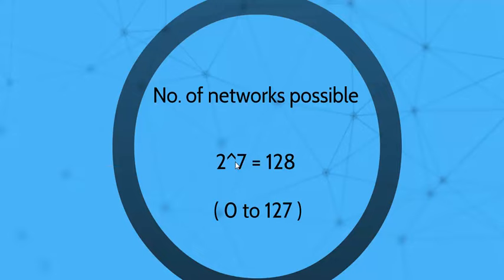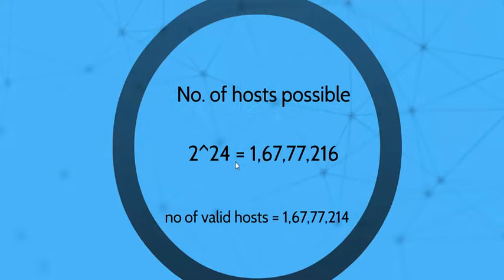Though there are 8 bits in the network portion, that is, the first octet, only 7 bits are varied. That means the total number of networks possible is 2 power 7, which is equal to 128. So the range of Class A networks is from 0 to 127. 0, 1, 2, 3, and so on to 127 belong to different networks. In each network, there are 2 power 24 hosts, which is approximately 1 crore 67 lakhs, because there are 24 bits, or 3 octets, in the host portion.